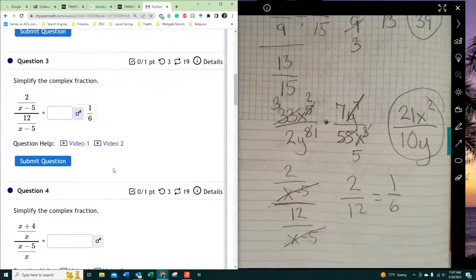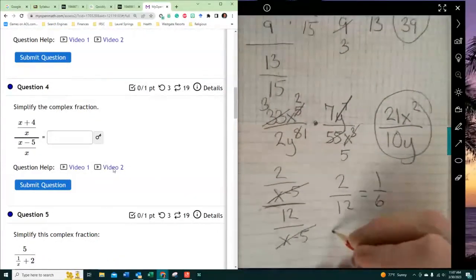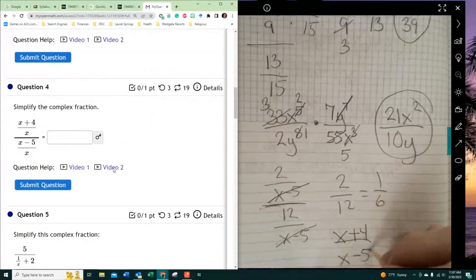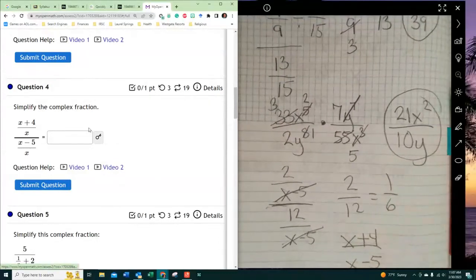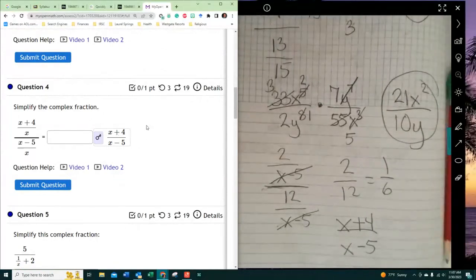I love those questions. So if that's the case, my answer for this next one is x plus 4 over x minus 5. I'm done with that one as well. I am so on top of that. Talk about less writing on this one.